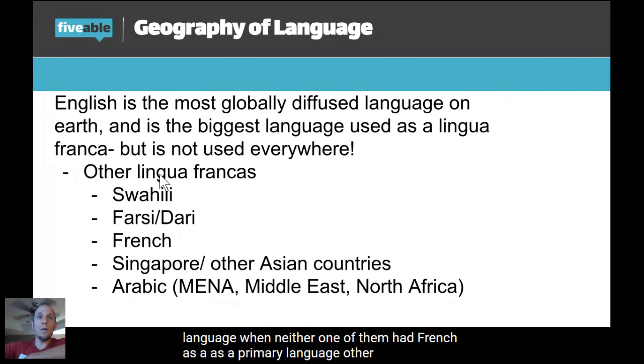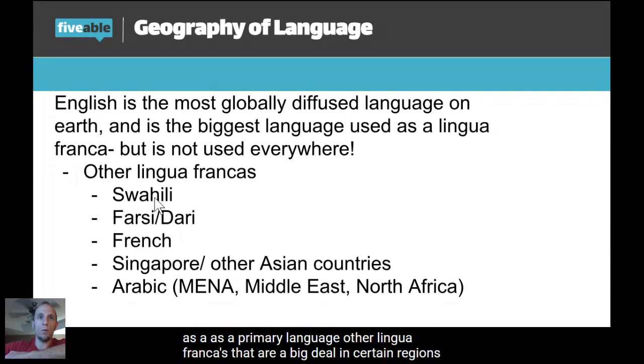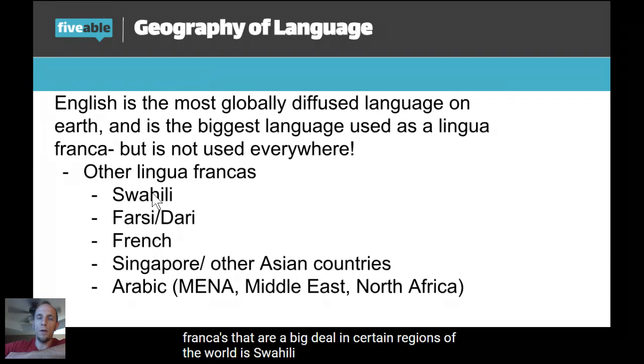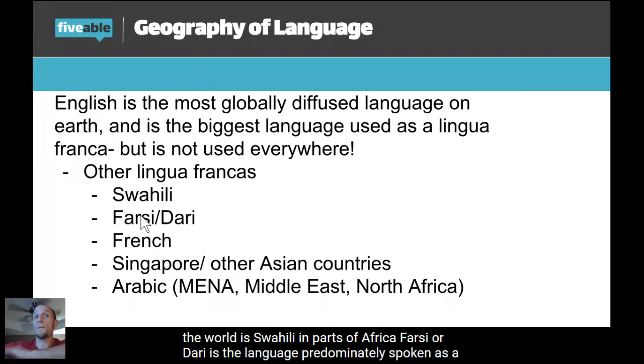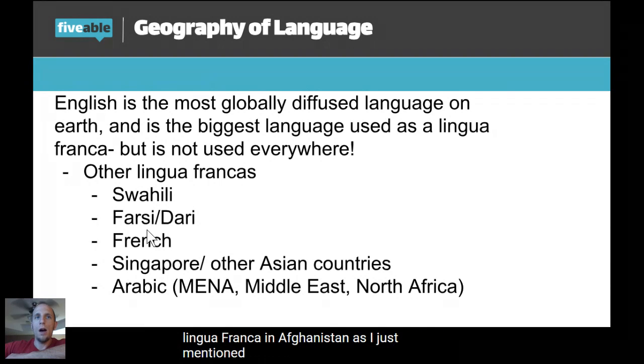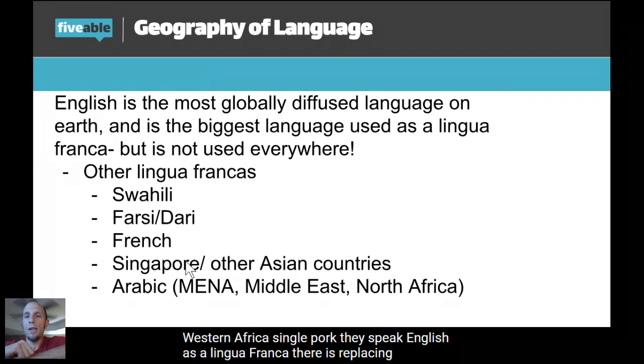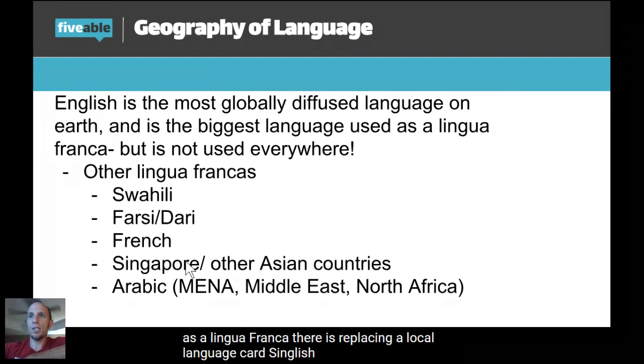Other lingua francas that are a big deal in certain regions of the world are Swahili in parts of Africa. Farsi or Dari is the language predominantly spoken as a lingua franca in Afghanistan, as I just mentioned. Farsi, by the way, is their word for Persian, because they consider it to be the language of the Persians or the Iranians. French is a big lingua franca in different parts of their previous empire, which is mostly in Western Africa. In Singapore, they speak English as a lingua franca. It is replacing a local language called Singlish.